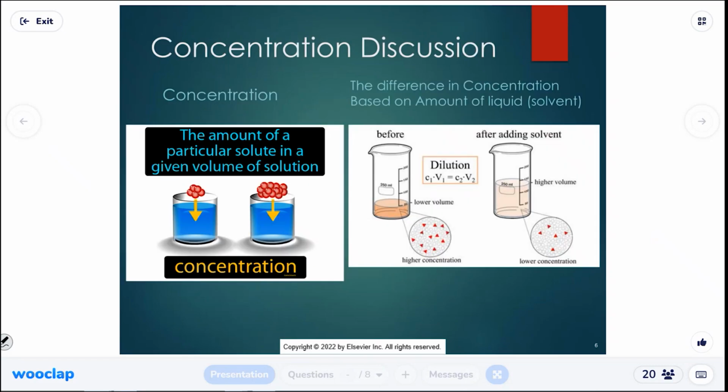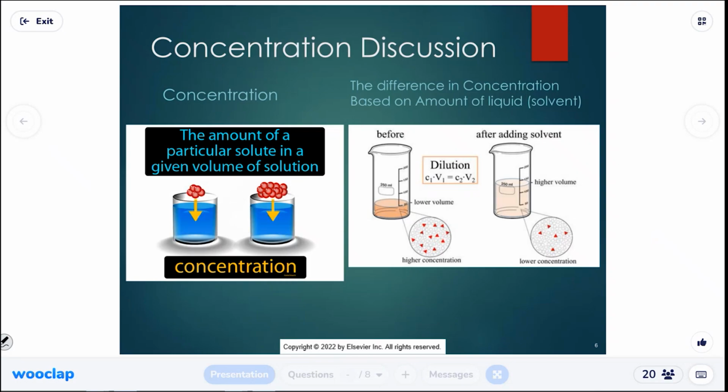So this is my explanation of concentration. Again, the amount of a particular solute, a particle, a solid thing, in a given solution. They're just showing you the same thing I just showed you. This picture is saying I have two containers of water that are the same, with fewer particles here and more particles here. This is now more concentrated than the solution on the left because it has more particles compared to water. That's what concentration is saying. Does that make sense?